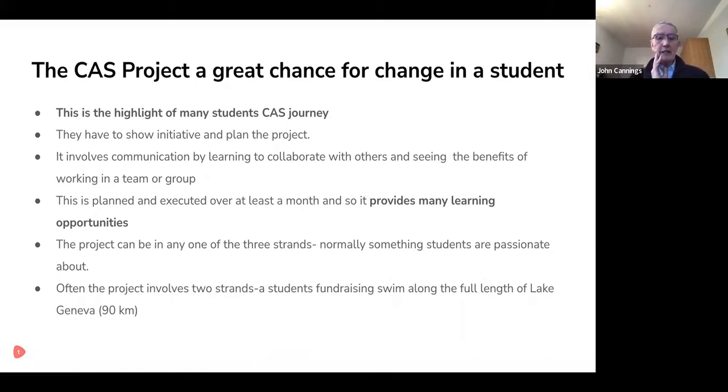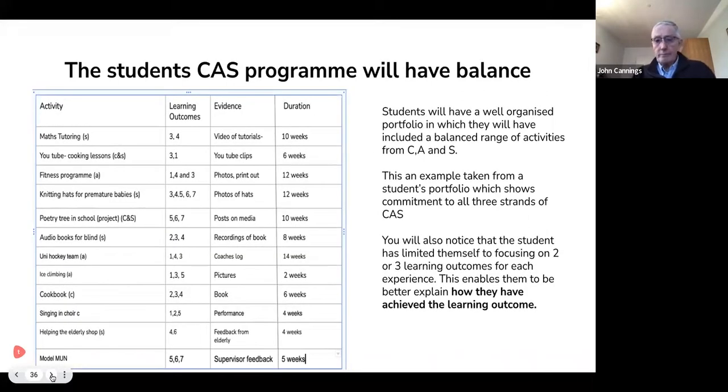And the project can be in any one of the three strands. One of the great projects I saw involved two strands: a student's fundraising swim along the full length of Lake Geneva, which is 90 kilometres long. It involved lots of organisation and support for the student, and the student had to work not only with his support team, but also some of the local government organisations to achieve that. So if we move on.